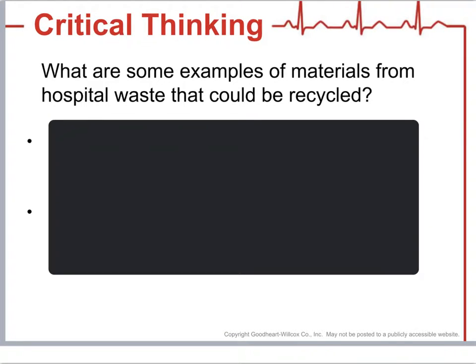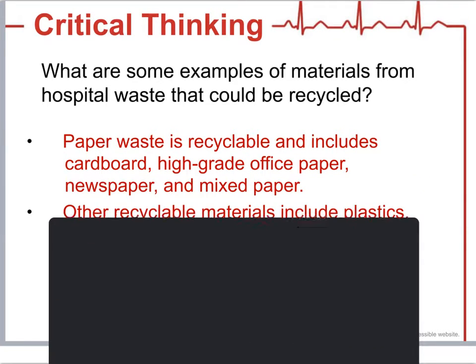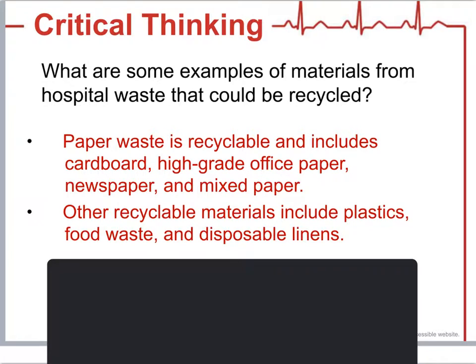What are some examples of materials from hospital waste that could be recycled? What are some things that hospitals use that could be recycled? This might be hard for you to come up with if you've never been in a hospital or spent any time in a hospital. But paper waste is recyclable and includes cardboard, high-grade office paper, newspaper, any type of mixed paper. Other recyclable materials include plastics and disposable liners, because that's a type of plastic that could be recycled. And food waste. Food waste can be recycled and made into compost.